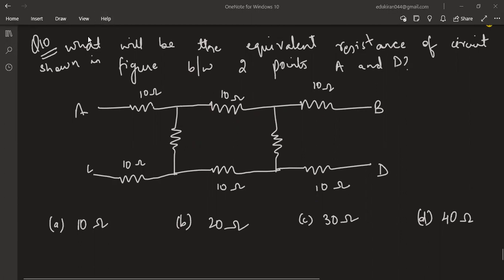So only Samaira could answer this. Others, what about you? Yes, Samaira, your answer is right. See, let me discuss it now. It says across A and D. Whenever it says across 2 points, it gives you any 2 points. Do one thing, connect a battery immediately, so that at least it is visible to you. But here in this case, that is also not very much needed.